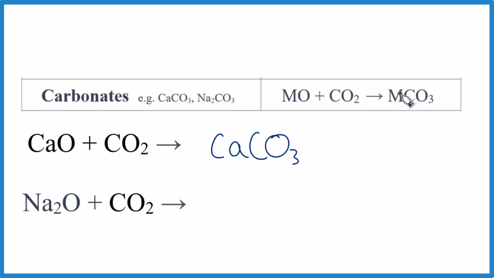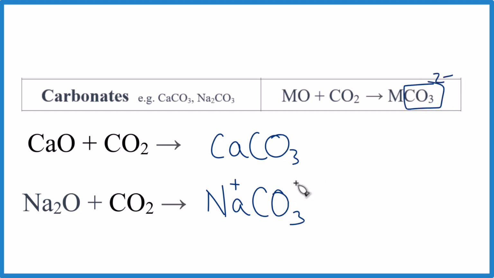So in the products, we have the metal, that's the Na, and then we just have CO3. But we do have a problem here. Remember we said sodium is 1 plus. It turns out the carbonate ion, the whole thing, is always 2 minus, just something you have to memorize. So if we have a 2 minus here and a 1 plus here, charges don't balance. We really need 2 of these sodiums for this to work.